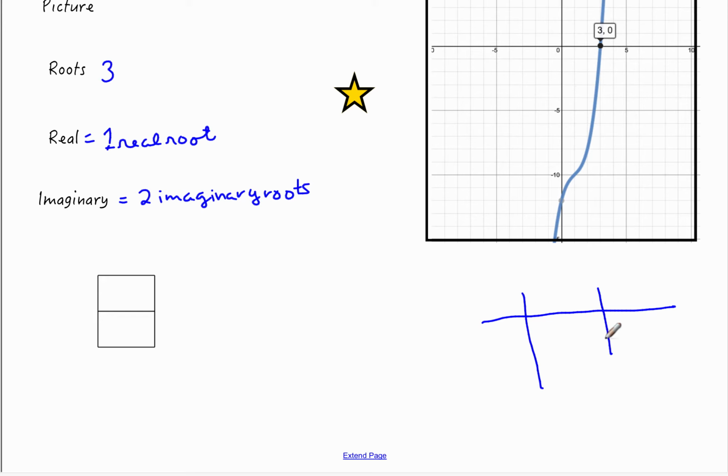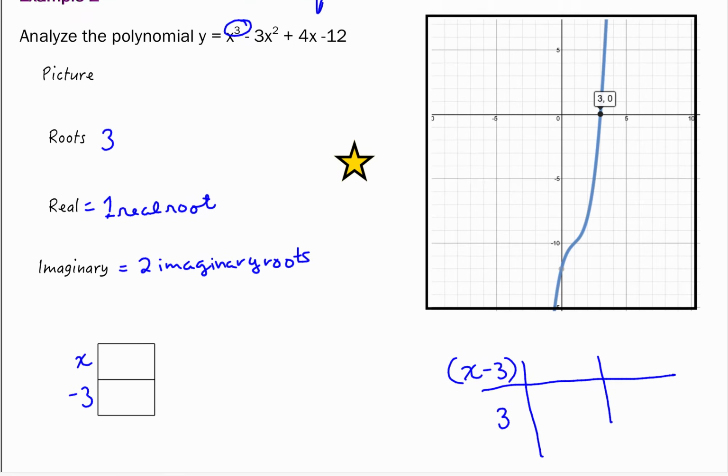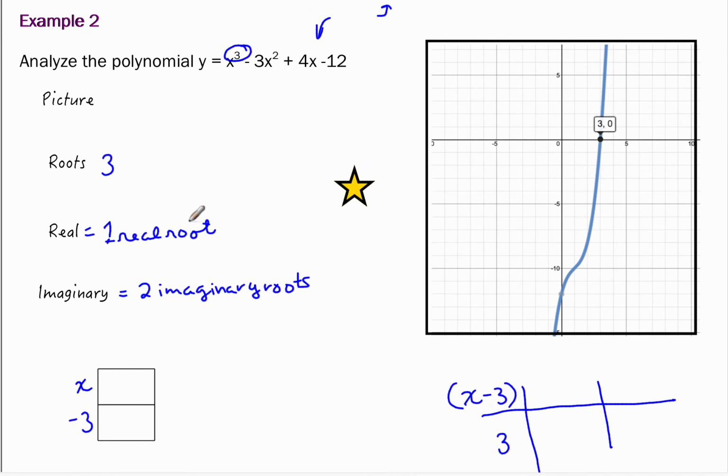I like to work backwards. They told me my root is 3, so that must come from the factor x minus 3. Okay, so I'm going to have to use this factor of x minus 3 and divide it into my x cubed minus 3x squared to find my other factor that I can then factor to find my imaginary numbers. All right, so if this is x cubed, this had to be x squared, times x minus 3 gives minus 3x squared. Well, I want a minus 3x squared, so that's going to make life real easy.